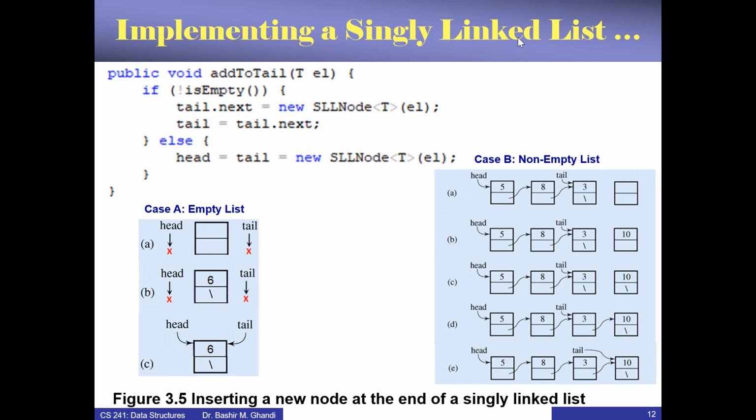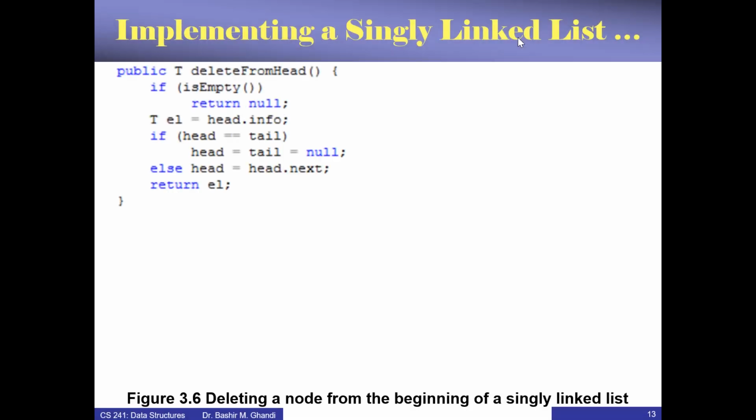So we have two methods that allow us to add nodes to our list. What about deleting a node from the list? So again, we have two different methods. We will start from delete from head before we look at delete from tail.